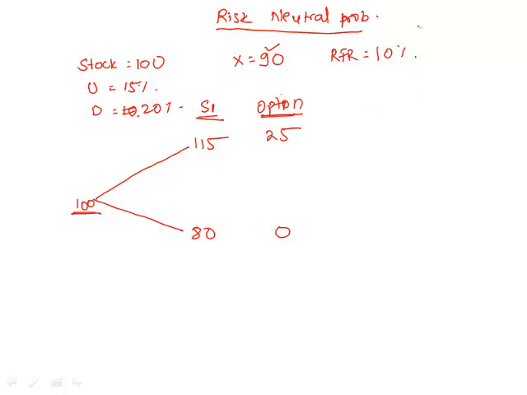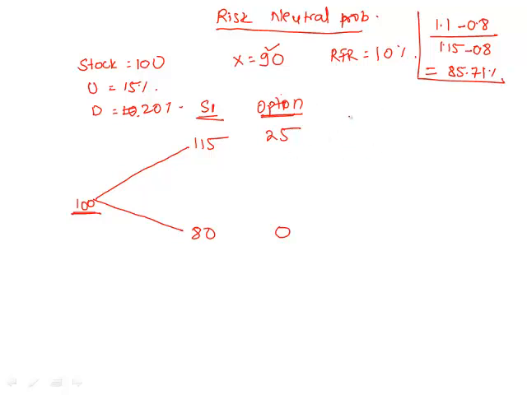So the next thing that we now calculate is the probability. (1 plus R minus D) divided by (U minus D). So 1.1 minus 0.8 divided by 1.15 minus 0.8. So that would give us a probability of, please tell me how much is the probability? 0.3 divided by 0.35. 85.71%. Okay, so the probability of increase is 85.71%.